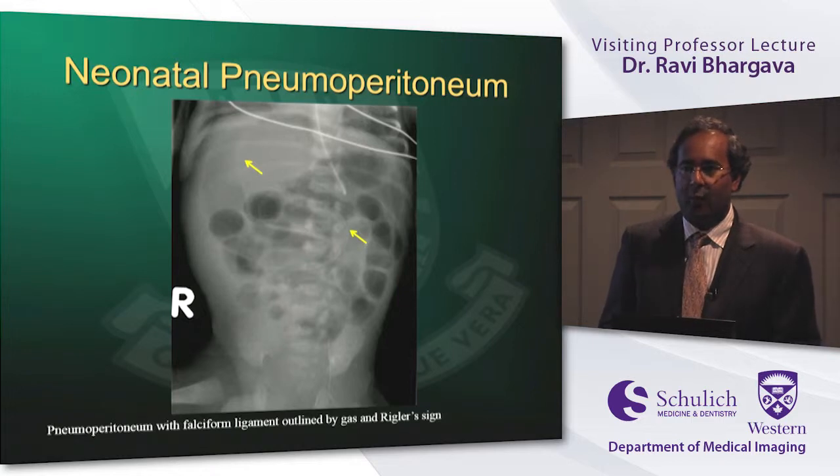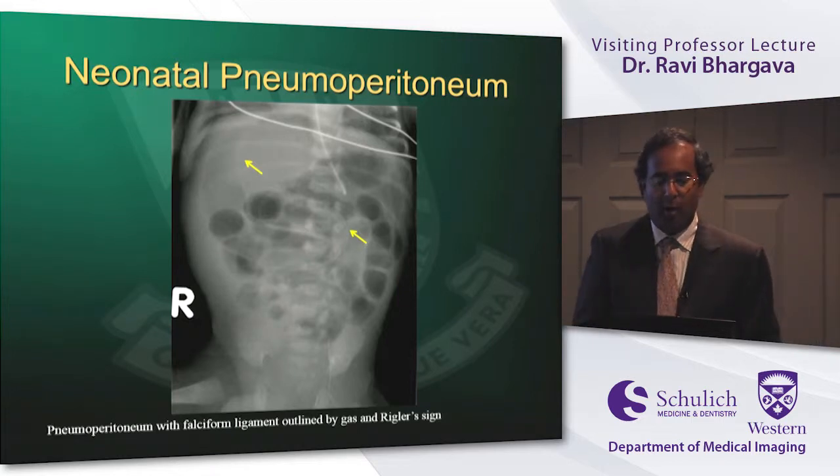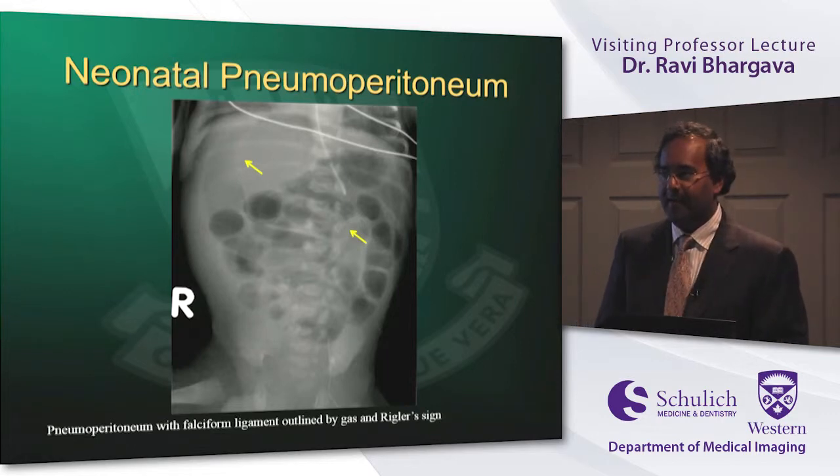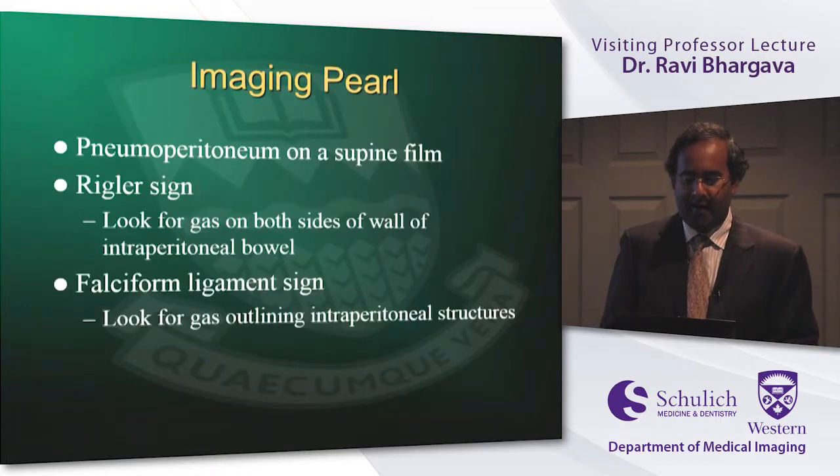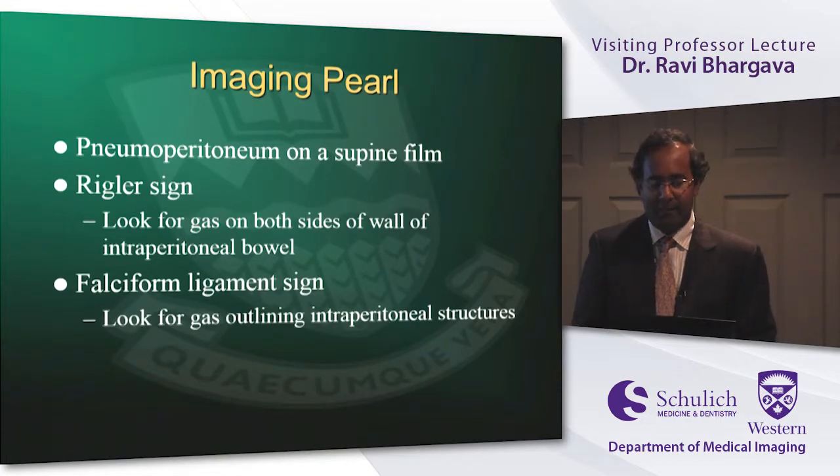One is this lucency over the abdomen, which may or may not outline the falciform ligament. And secondly, Rigler's sign. If you're worried about it, one of the things that is best to do is a cross-table lateral view of the abdomen. Trying to get the child upright for 10 minutes is really not a realistic option.